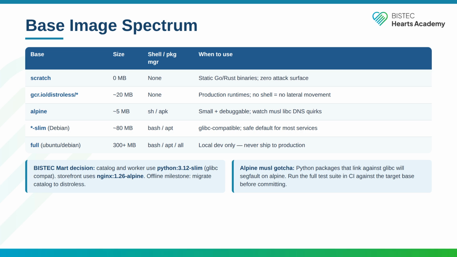For BISTEC Mart, Python 3.12 Slim as the runtime base for catalog and worker, and nginx 1.26 Alpine for the storefront's nginx stage. The build stages can use heavier images. They're discarded in the final image.